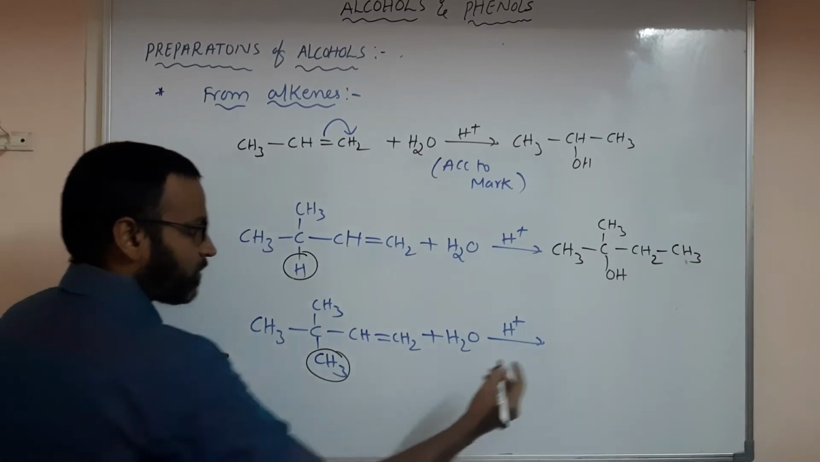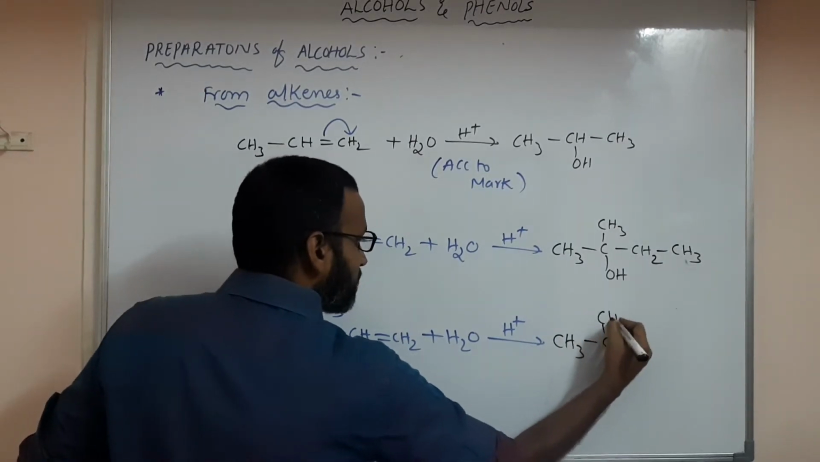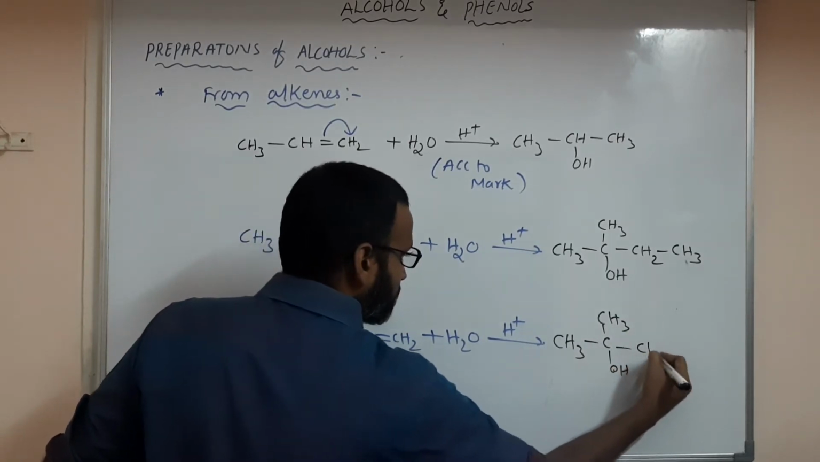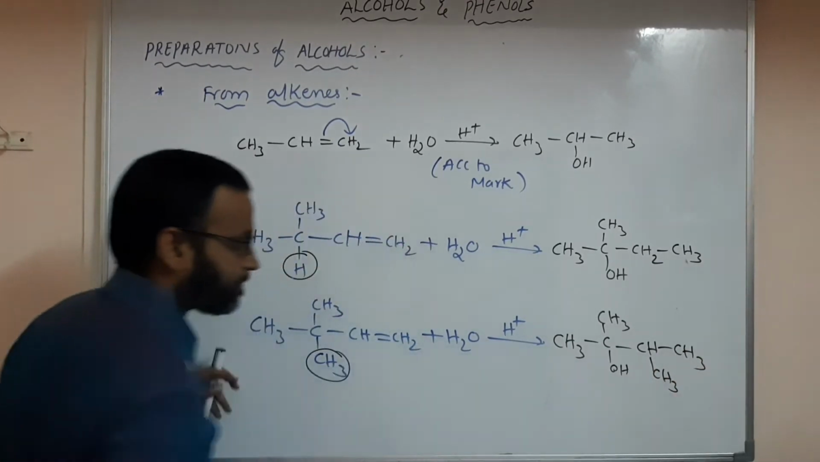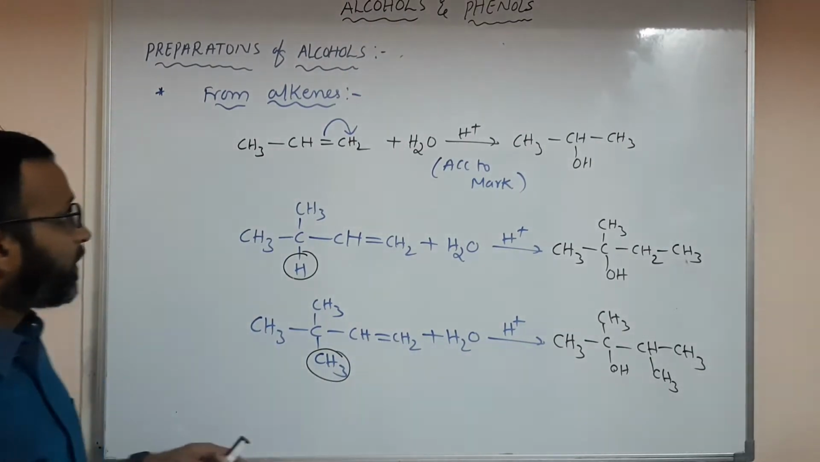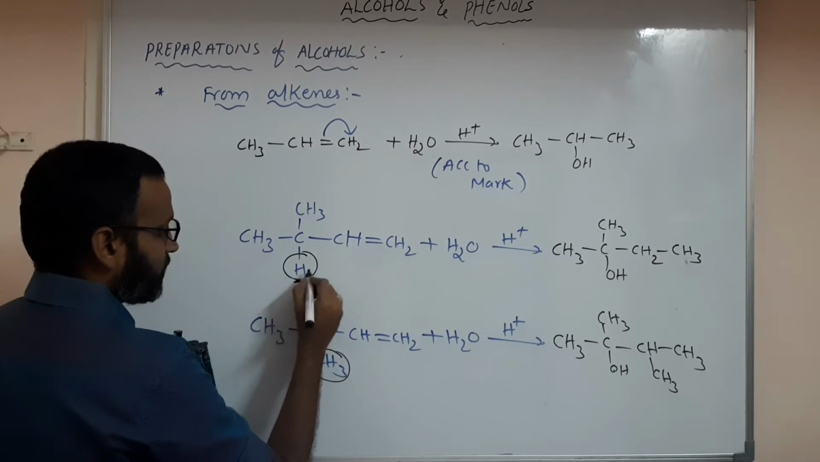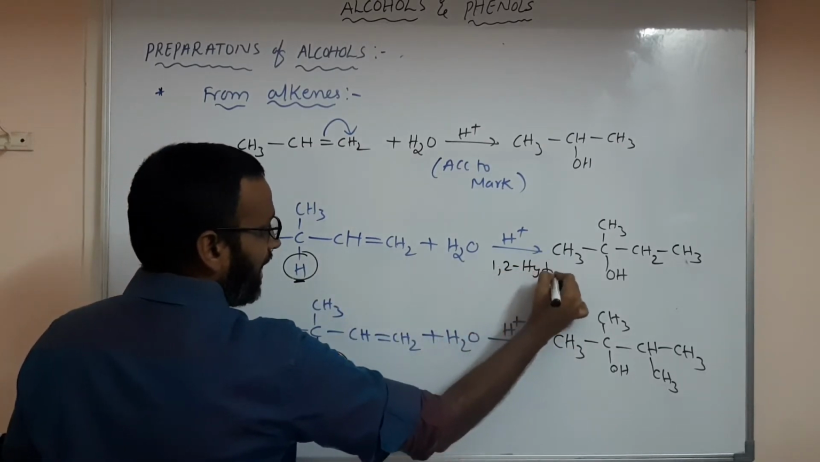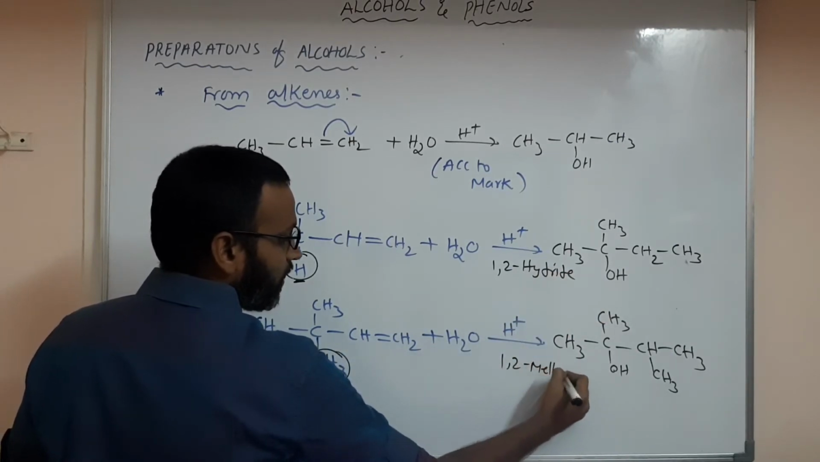So what is the product here? CH3 and C and CH3, and here you have OH, and here you have CH and CH3 and single bond CH3. This is one of the important preparations of alcohol. By what shift? This is a hydride shift, H minus shifted. So this is a 1,2 hydride shift. This is a 1,2 methyl shift.